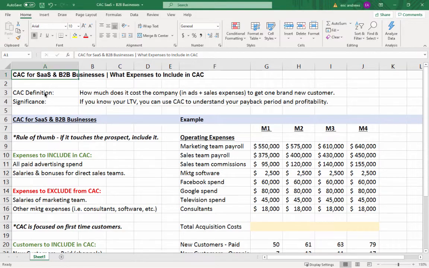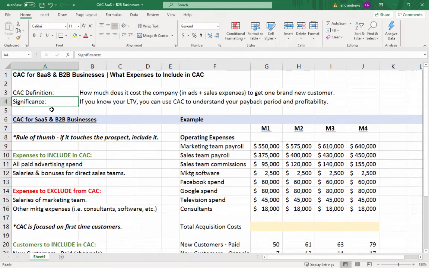First, briefly, let's talk about CAC, customer acquisition cost. What is it? It's how much it costs the company in advertising and sales expenses to get one brand new customer to buy for the very first time. Their subsequent purchases, we don't care about. We're trying to figure out how much it costs to get that new customer to make their first purchase.